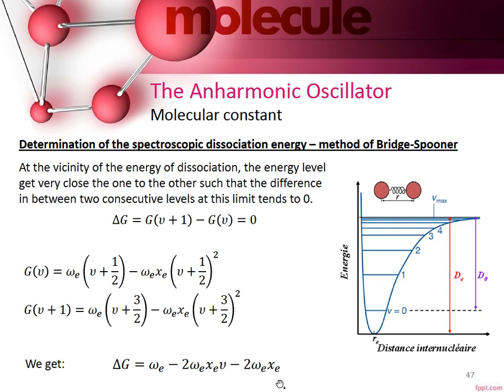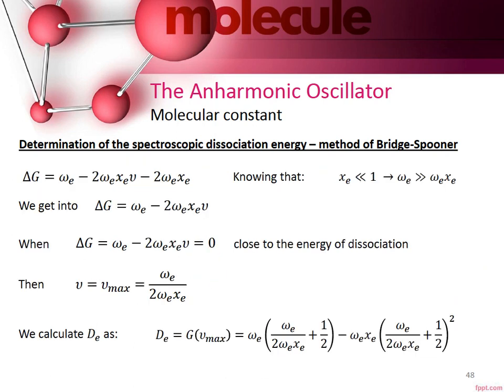Great. But that's not all. Now we have to do this. It's called the method of Birge-Sponer. Just try to translate this into Arabic. You will find a nice family name. Anyway, so delta G is this expression.